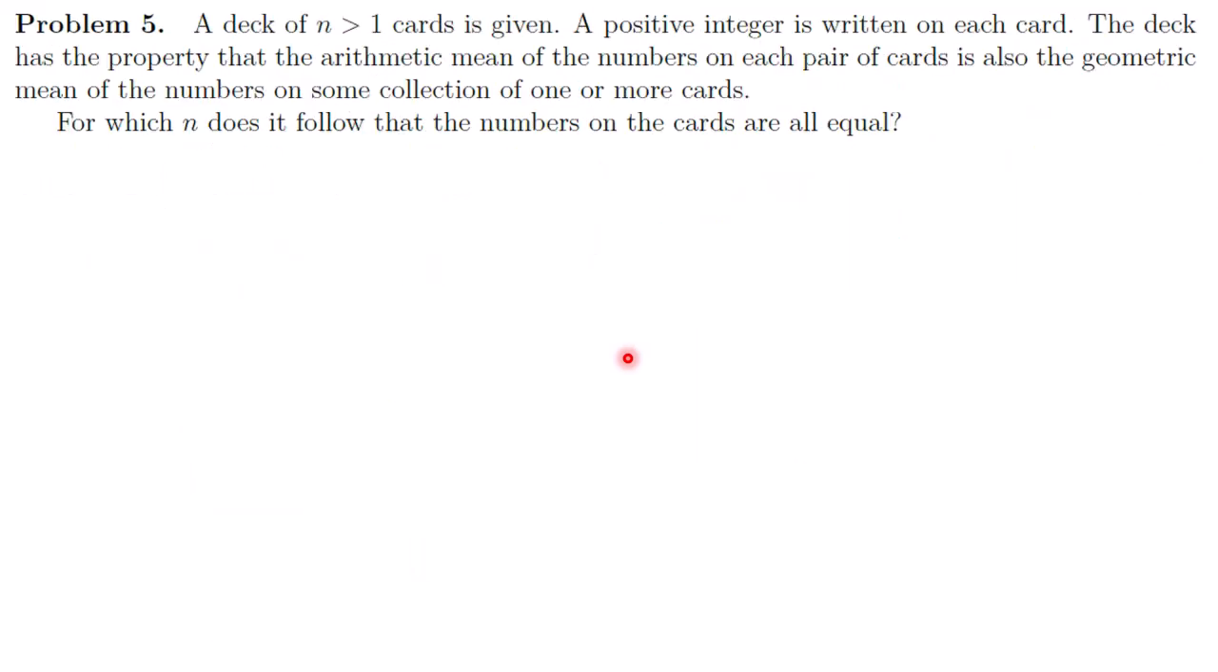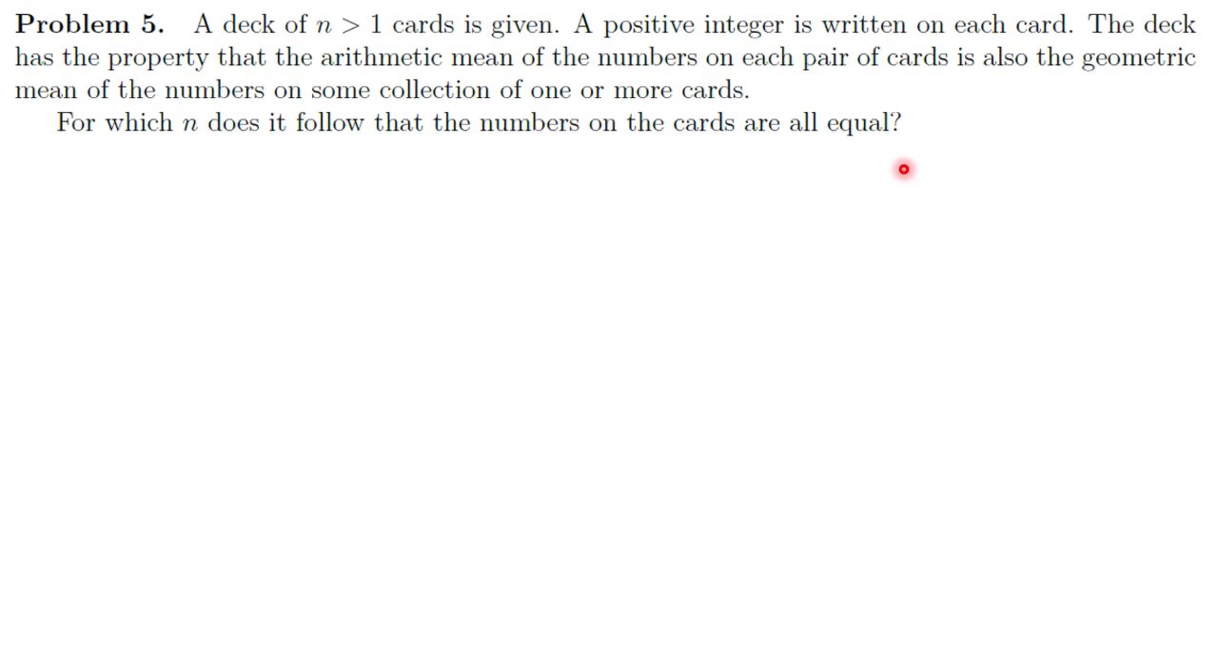Okay, let us now look at question 5. So we have a deck of n cards and a positive integer is written on each card. We have the property that the arithmetic mean of the numbers on each pair of cards is also the geometric mean of the numbers on some collection of cards. For which n does it follow that the numbers on the cards are all equal?